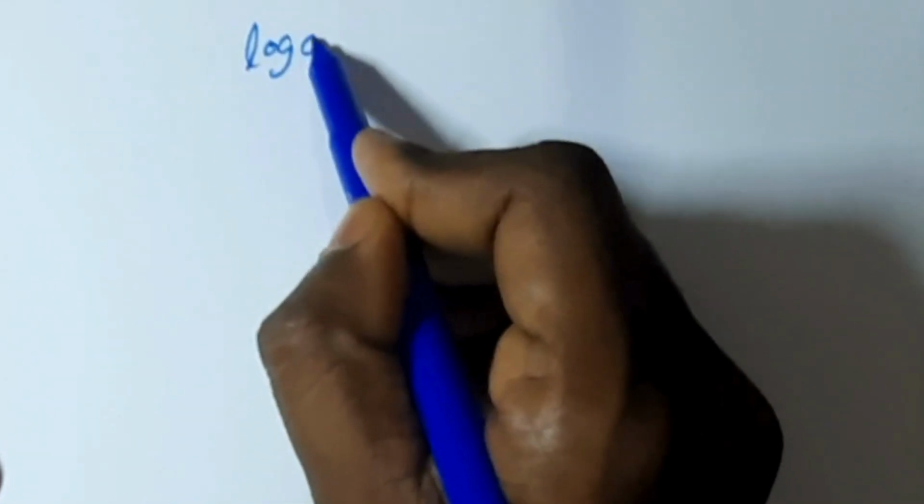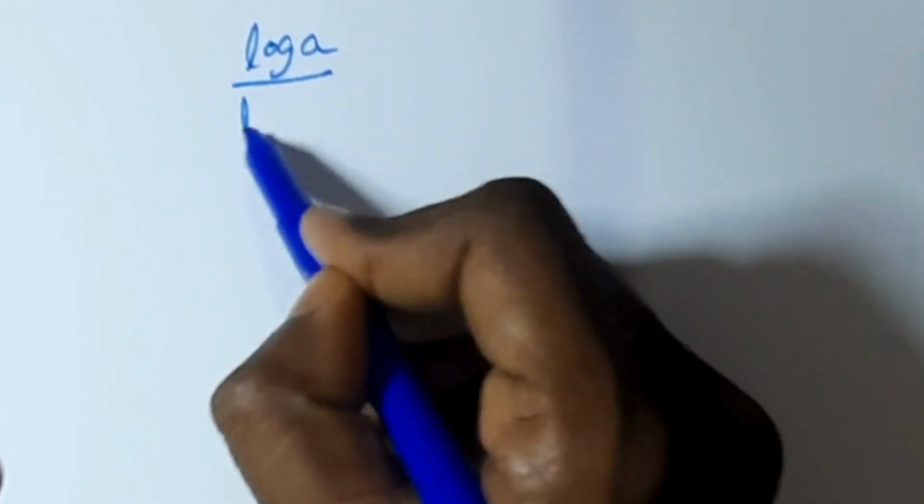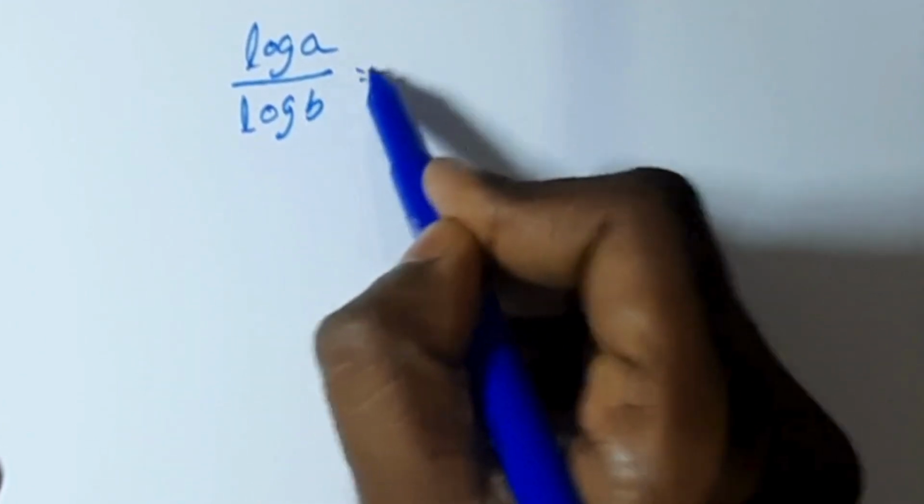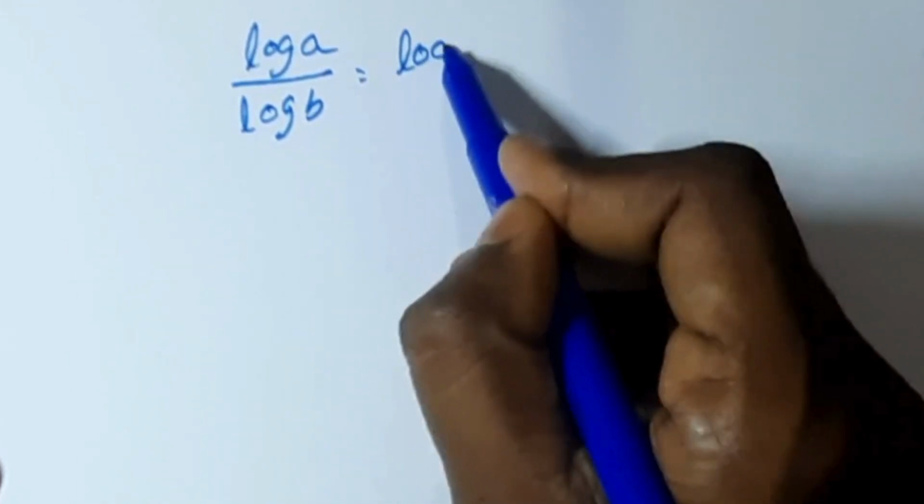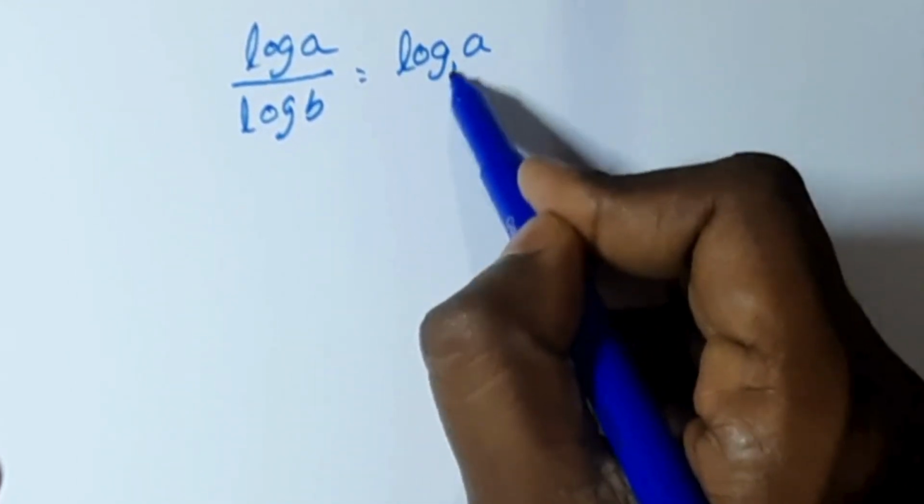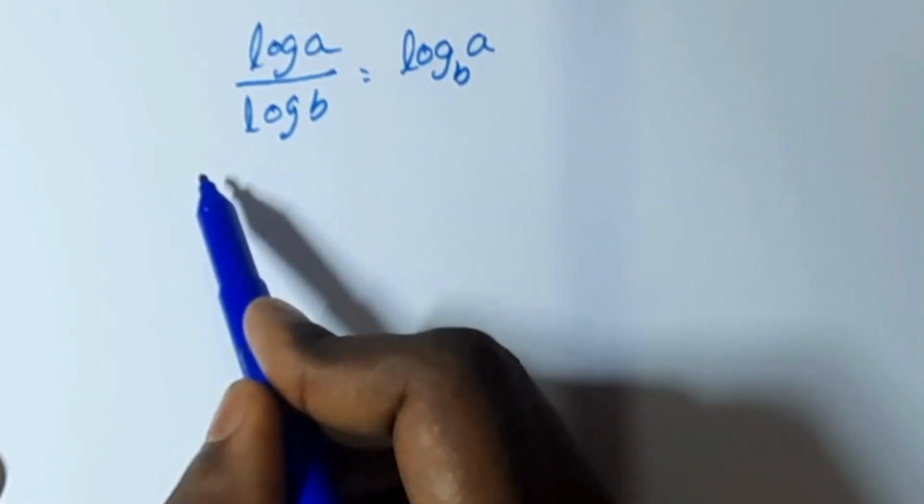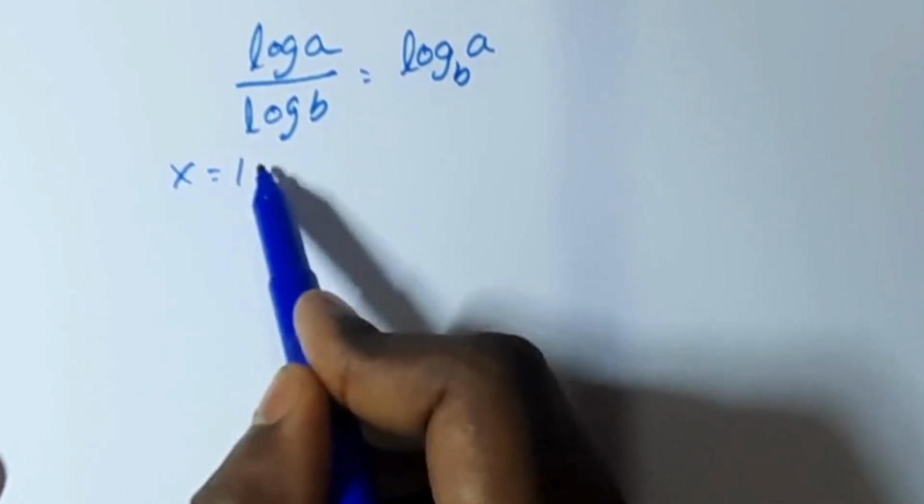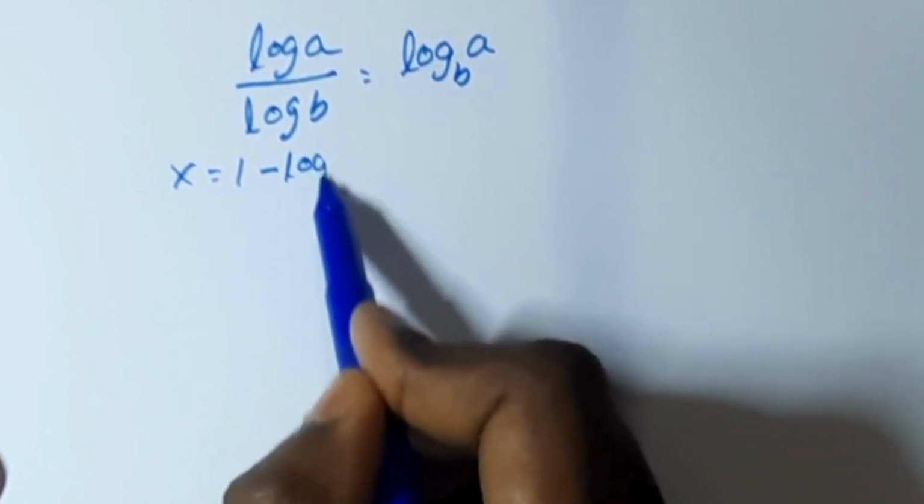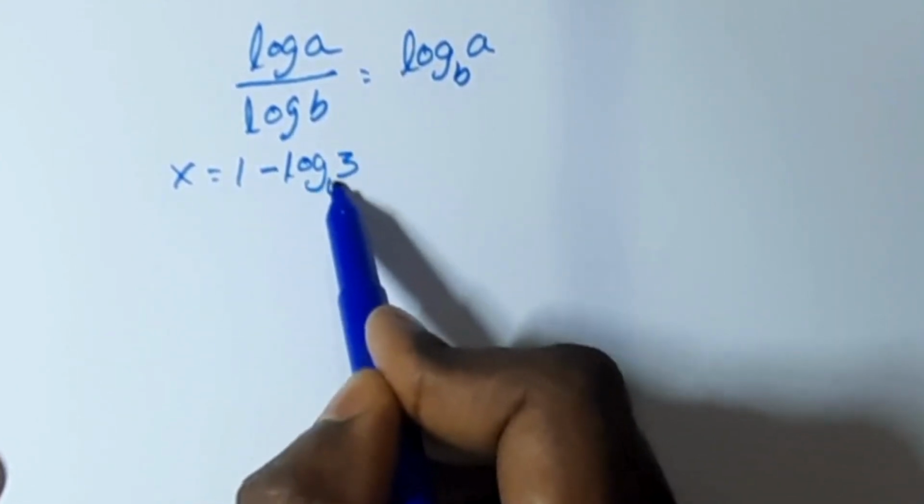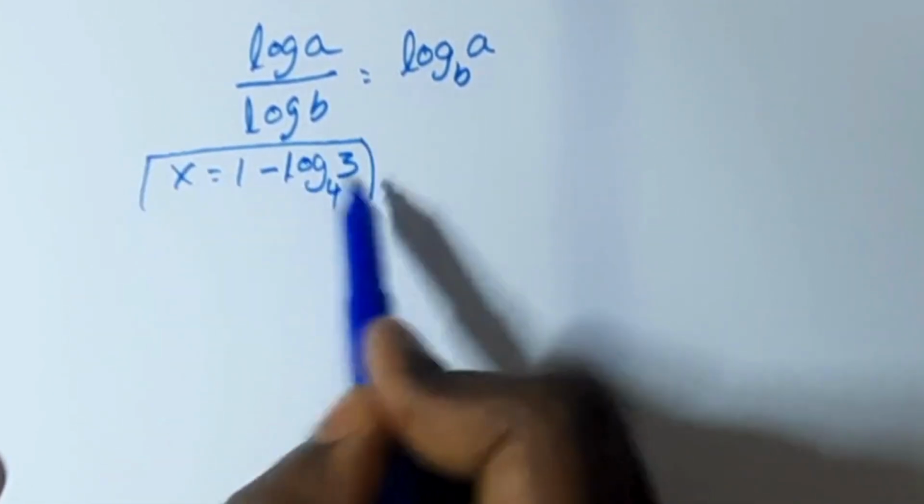We know the log formula that log a by log b equal to log a base b. We are going to apply this formula in the previous step. That is x equal to 1 minus log 3 base 4. This is the x value.